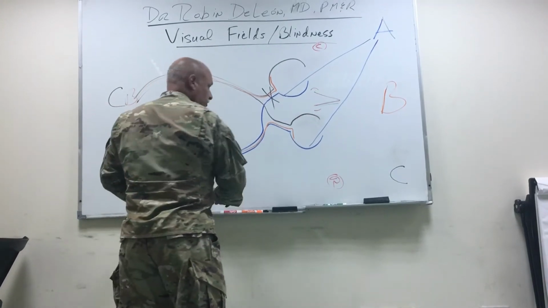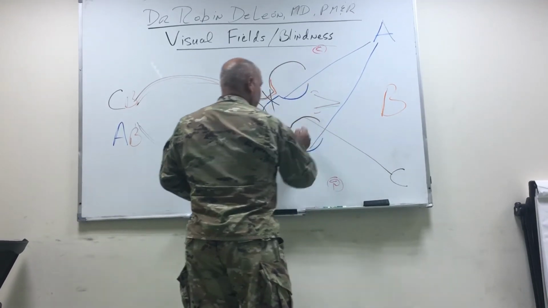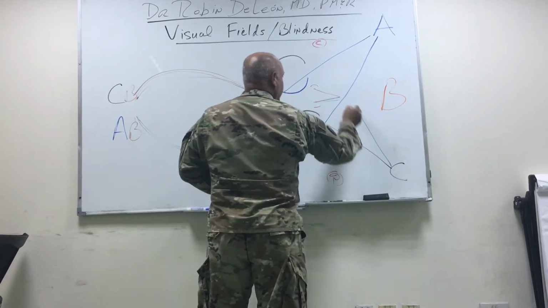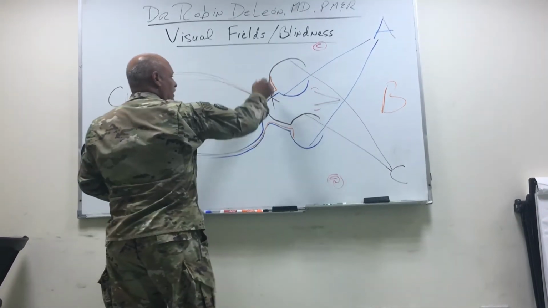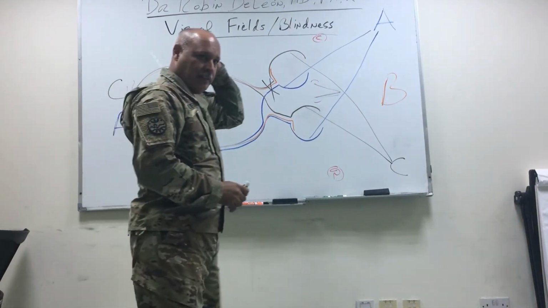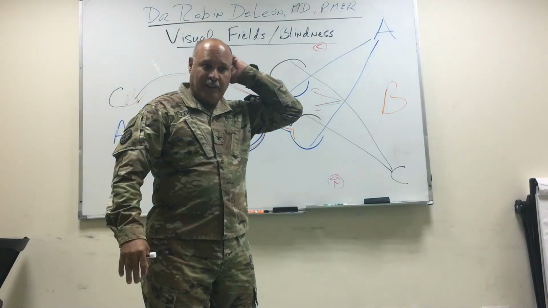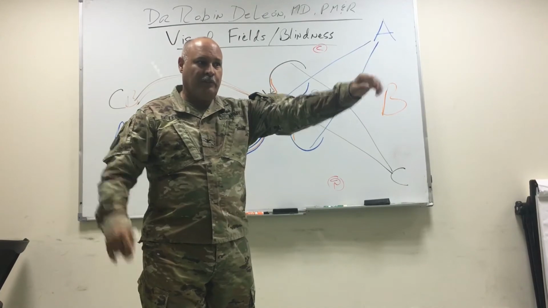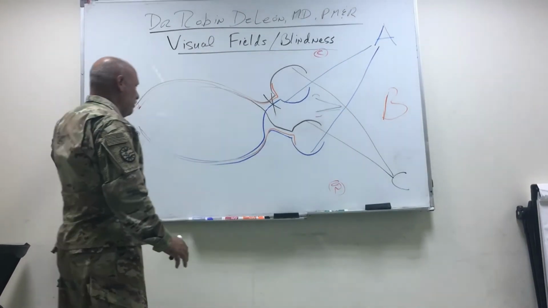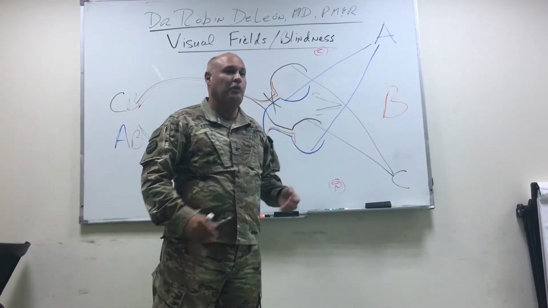An object down here on my right visual field is going to hit the nose side, crisscross. Is going to hit the ear side, stay on the same side, and be seen on the left side of my brain. So the object on the right visual field is seen by my left brain. The object on the left visual field is seen on my right brain. Going to the occiput, and from the occiput at the back of my brain, that information is transferred to my frontal lobe to tell me what I just saw.